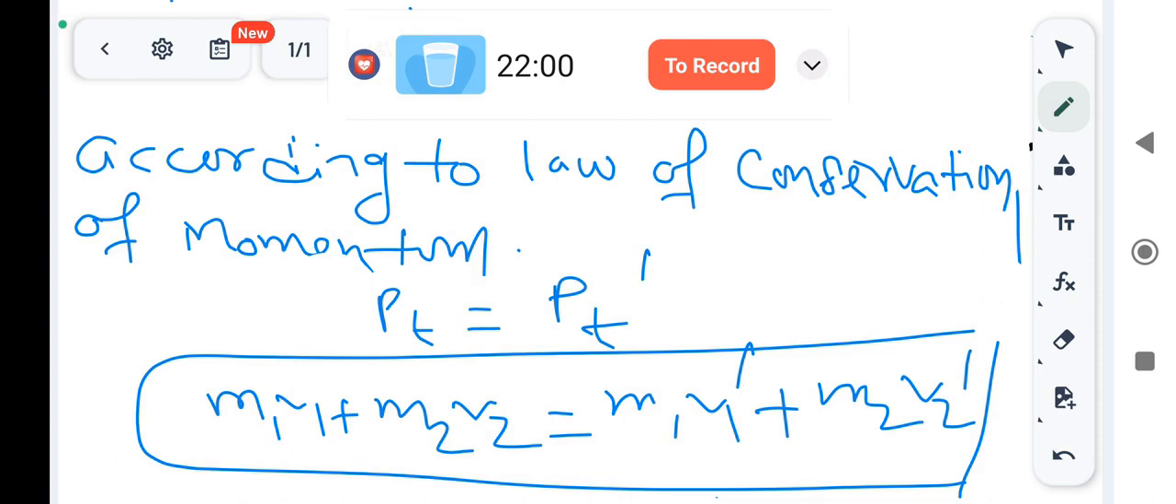So what is the conservation of momentum? According to the law of conservation of momentum, the total momentum of an isolated system is conserved in the absence of external force.